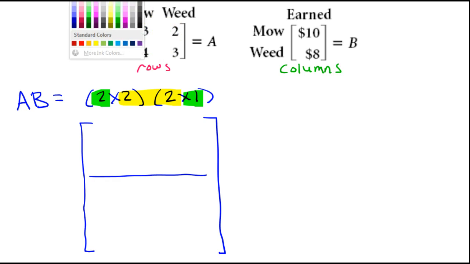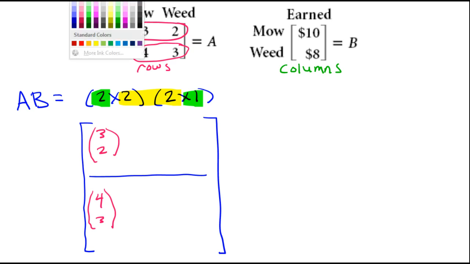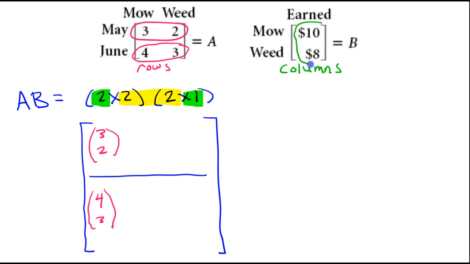Okay, so I'm going to be using these rows. So row 1 will appear in row 1. So I'm going to have 3, 2 right here. Row 2 will appear in row 2. So that's why I'm going to put 4, 3 right here. Now, column 1 will appear in column 1. Of course, there's only one column. But I'm going to put 10 and 8 here and here.